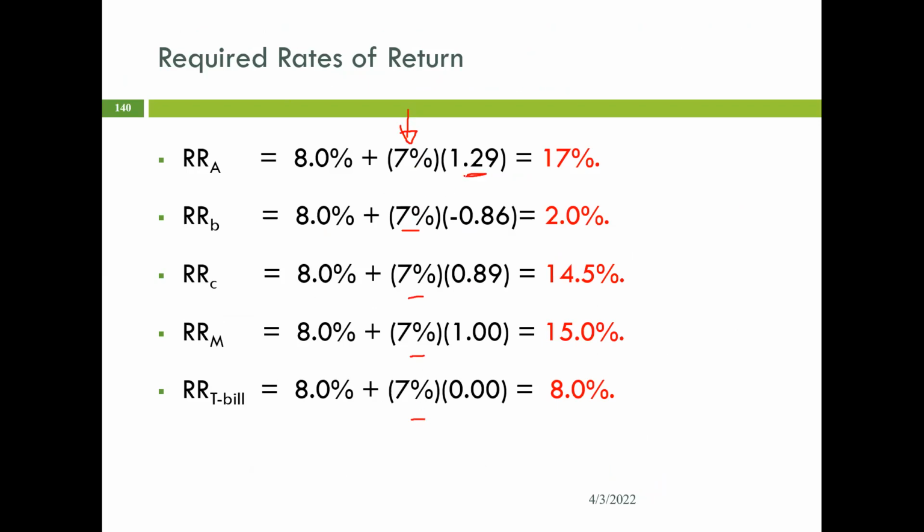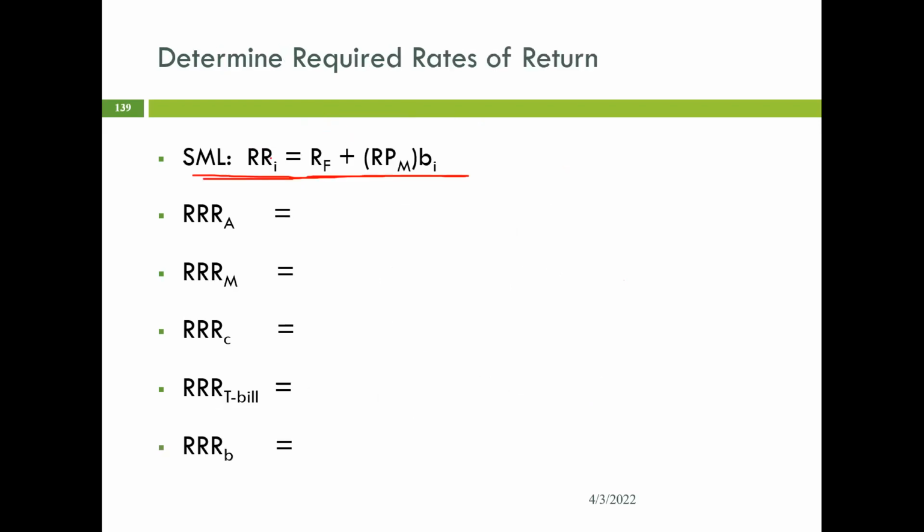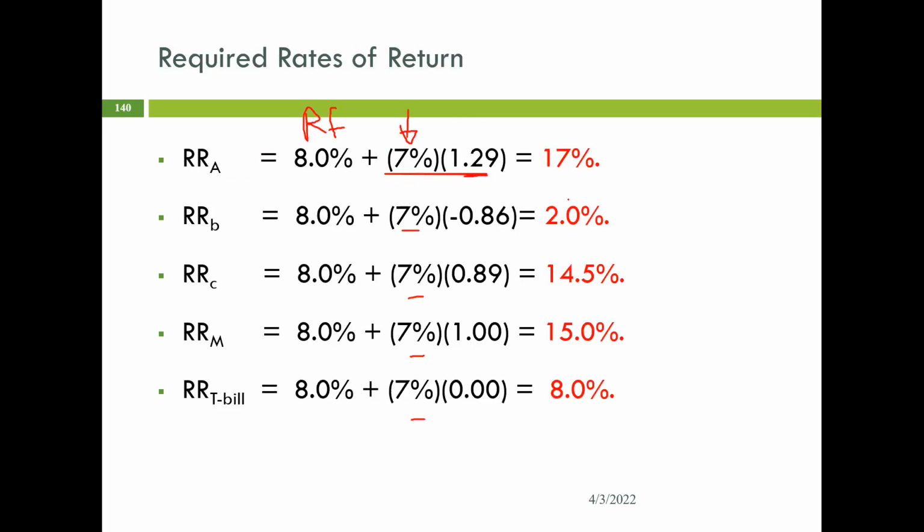Security A beta we calculated 1.29. So 1.29 into 7% plus the risk-free rate. This is our formula, no? Risk-free rate plus market risk premium into beta. So that is the required rate of return. That is the theoretical rate of return it should be, based on this beta risk. Now for stock A it should be 17%, related to its systematic risk.